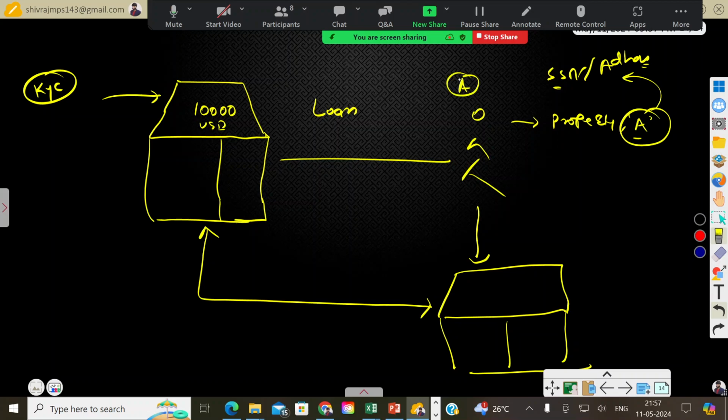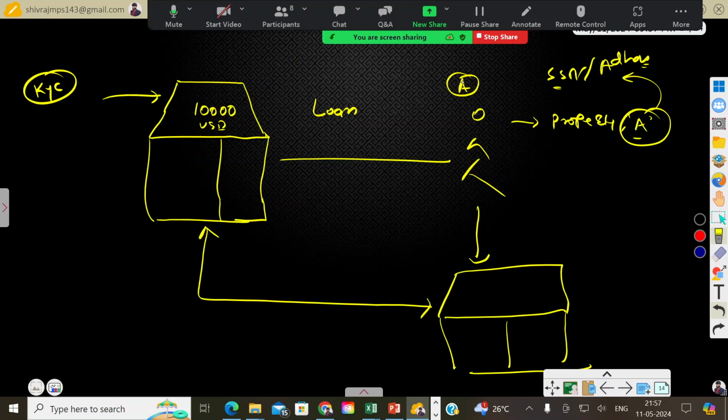Let's say this is A, who is looking for a loan. After that only, the bank decides whether the bank will proceed with the loan or not. Otherwise, the bank will directly reject that application. So it means if you don't have proper KYC documents in place, banks will not process any loan amount to you. Now your question would be, sir, why is this KYC important?